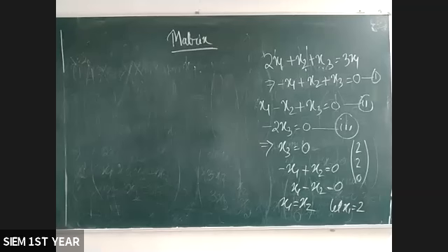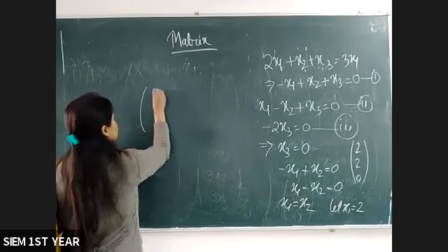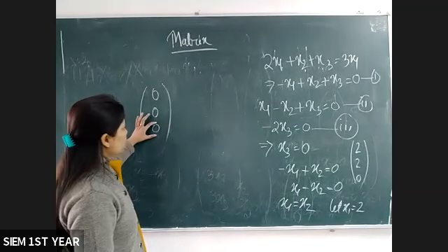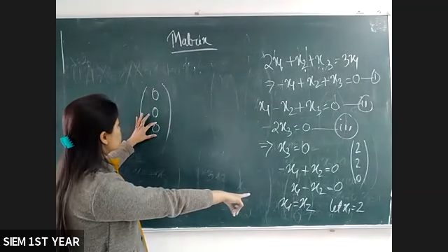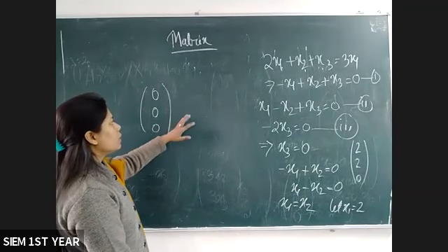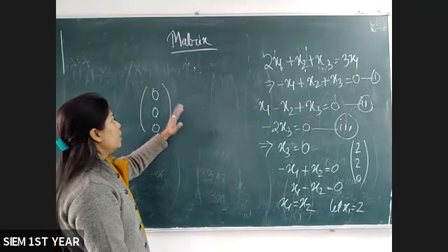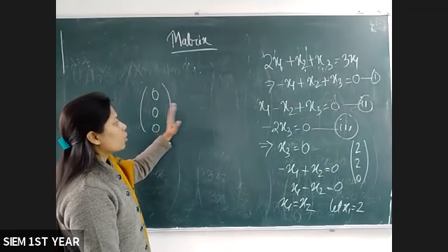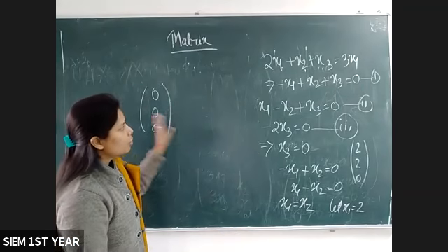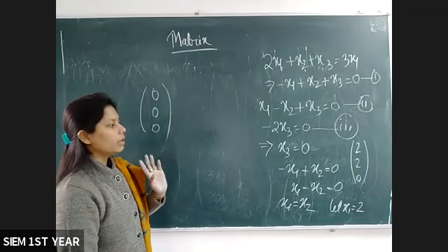Yeah, you can put any value, but you cannot make a completely zero vector: 0, 0, 0. Since x3 is already 0, if you put x1 equal to 0, then the vector will be completely 0. But in the definition, it is mentioned that x must be a non-null vector. So you cannot put 0. You can put any value other than 0.